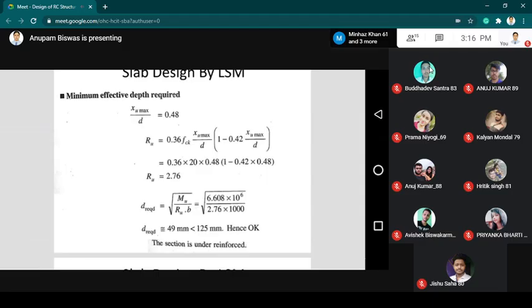Since a 1 meter strip width is considered, b is 1000, and Mu is the value that we have got from the design factored moment. The required d is coming 49 mm, which is much less than the effective depth, that is 125 mm. Hence the section is under-reinforced, so it is okay.